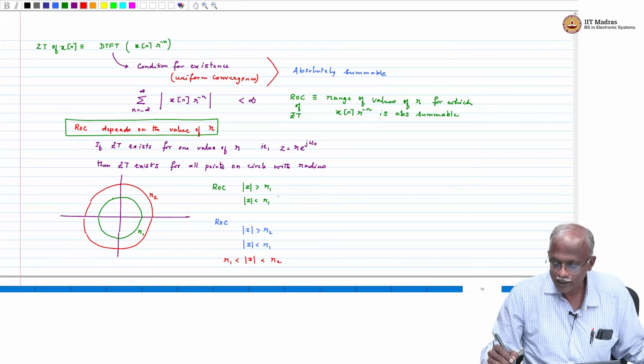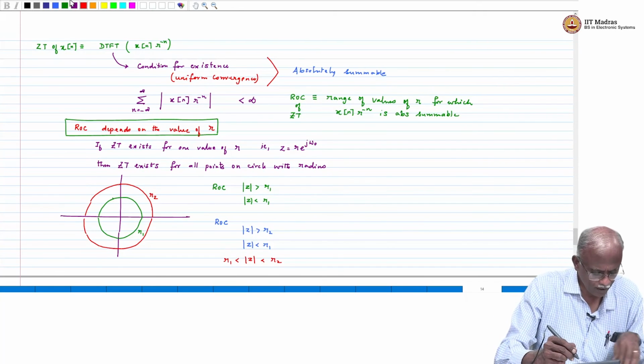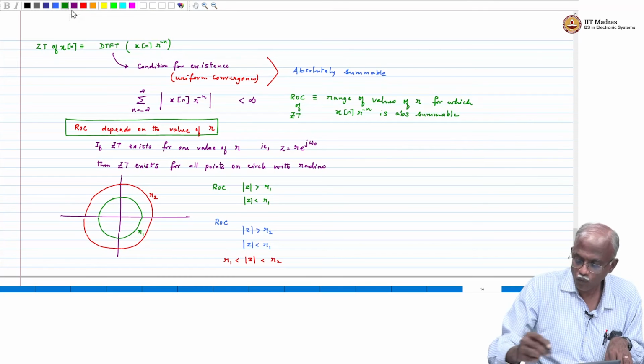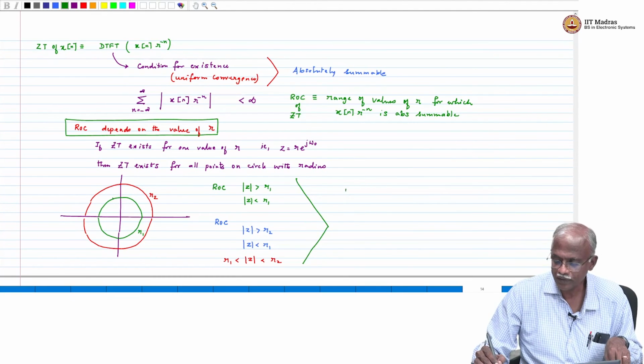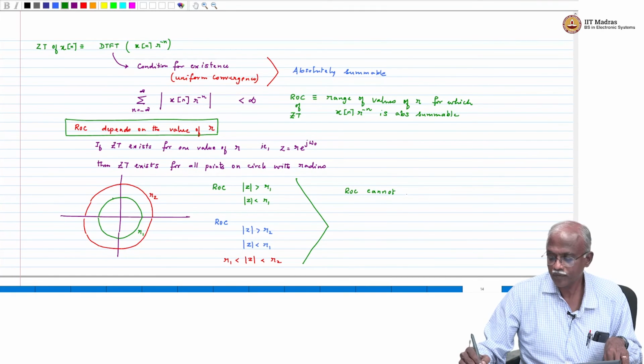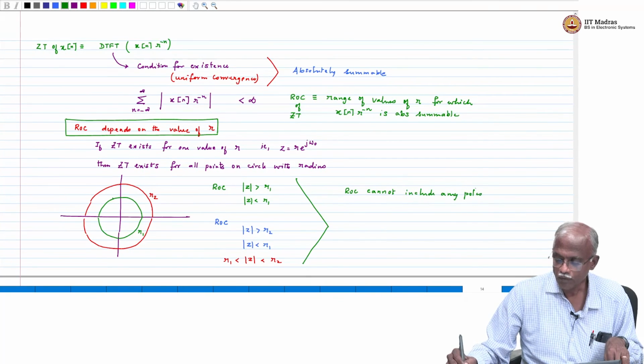Now, what decides the region of convergence? I think that is a very important question. What decides the region of convergence is a very simple condition, that the region of convergence cannot include any poles. Okay, what is a pole?